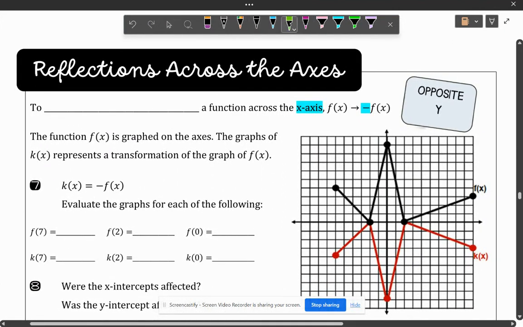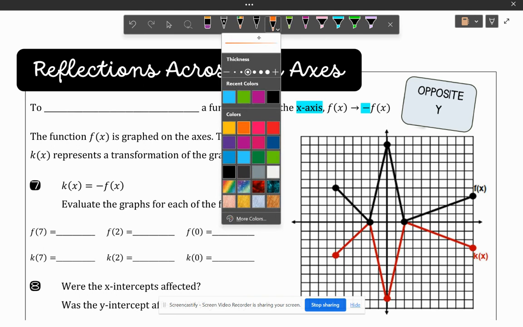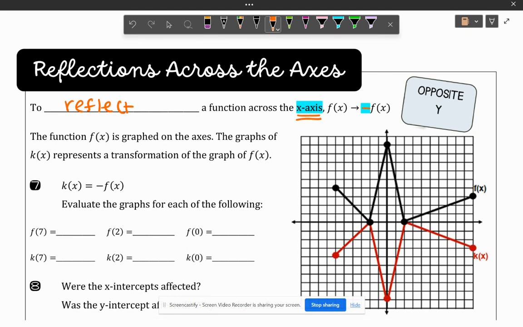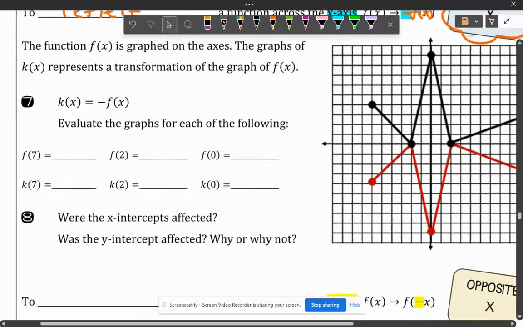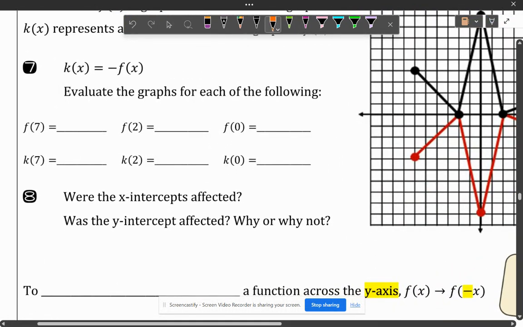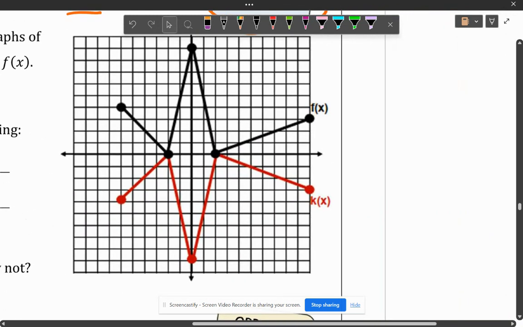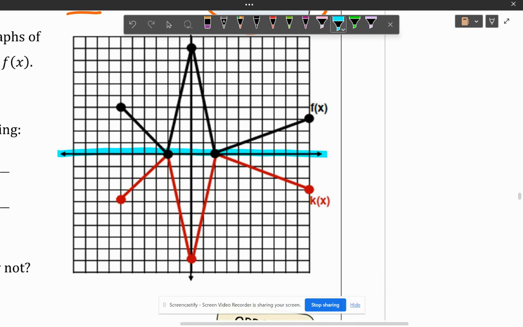Now let's take a look at our reflections. To reflect a function across the x-axis, we're going to negate the y values. So we're going to get opposite y values when we graph it here. Let's look at an example k of x. So k of x is going to be negative f of x, and f of x is that funky little black function right there. And you'll probably see that it is beautifully reflected over our x-axis.